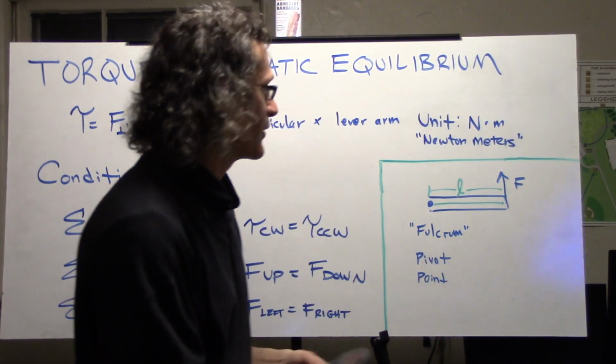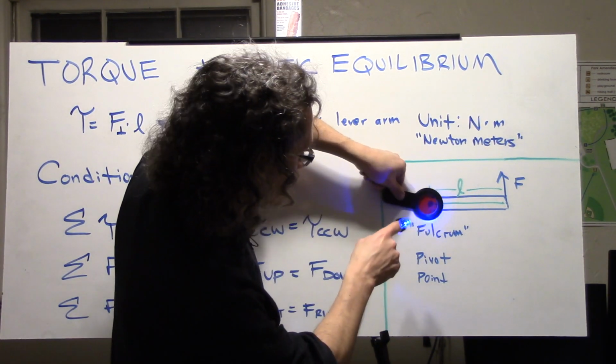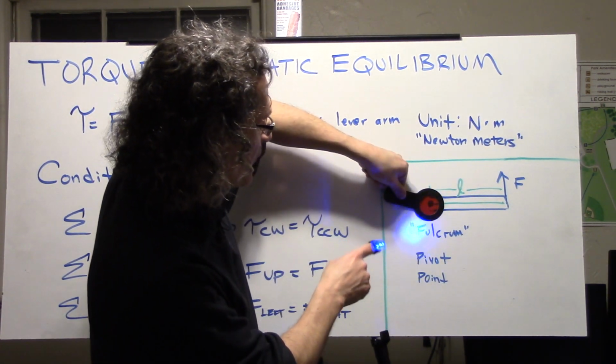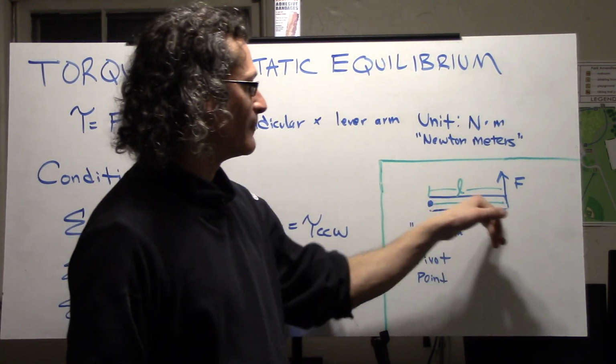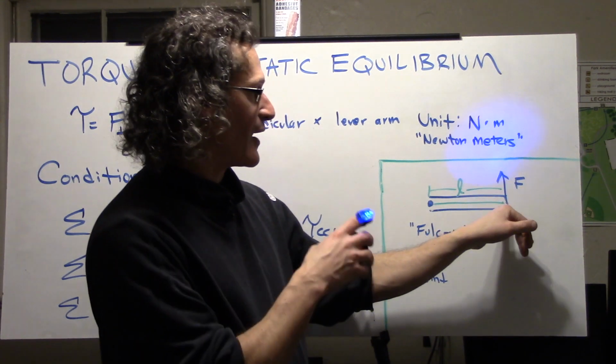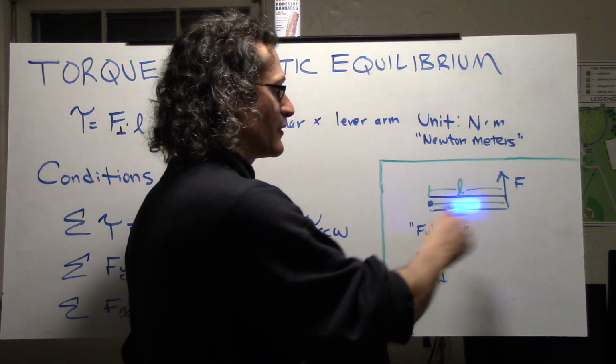Let's take a look at a little drawing over here, a little situation. Over here is the fulcrum, right there. There's the fulcrum, the pivot point. And we have this rigid body. That rigid body has a force applied to it at the end over here that's perpendicular to the lever arm. The lever arm being this length over here.